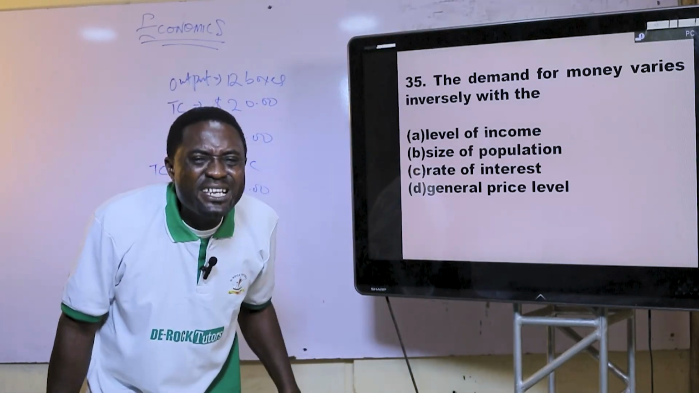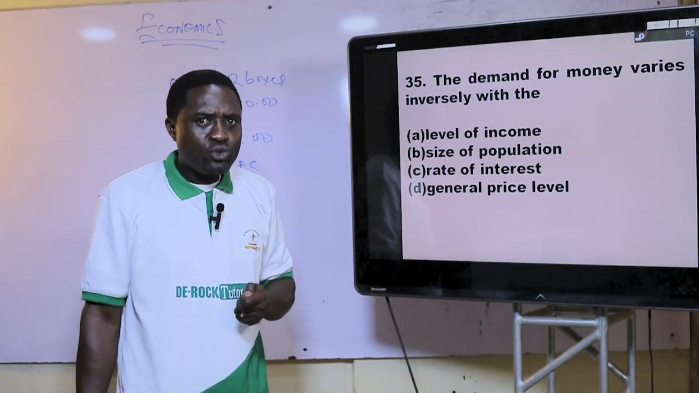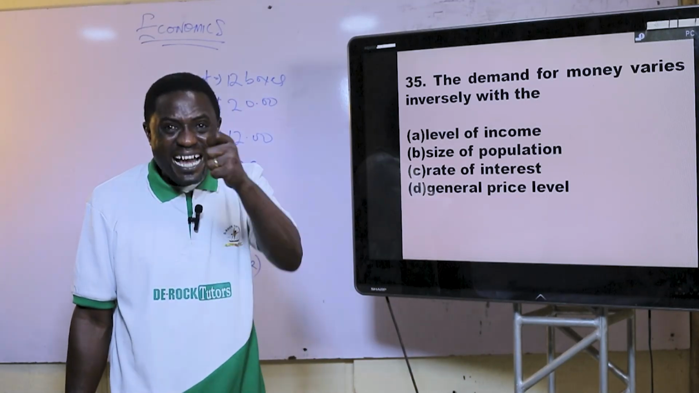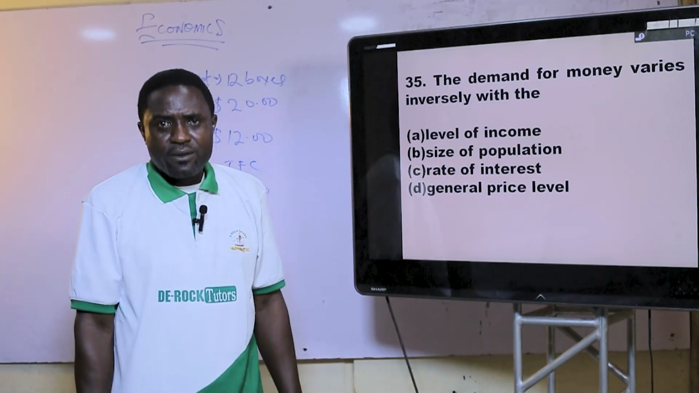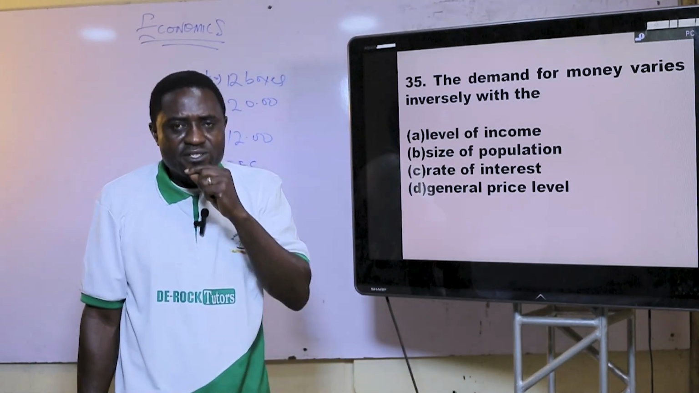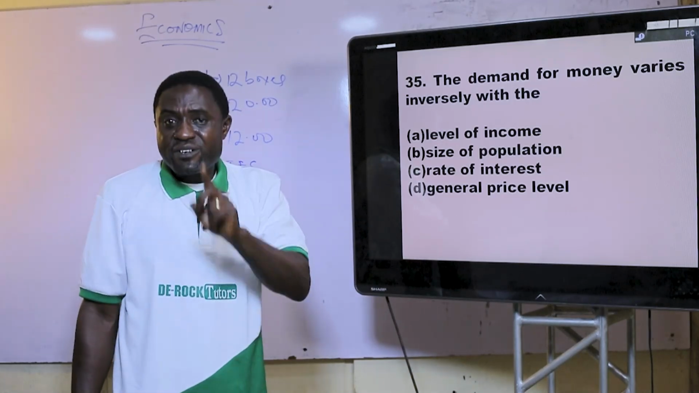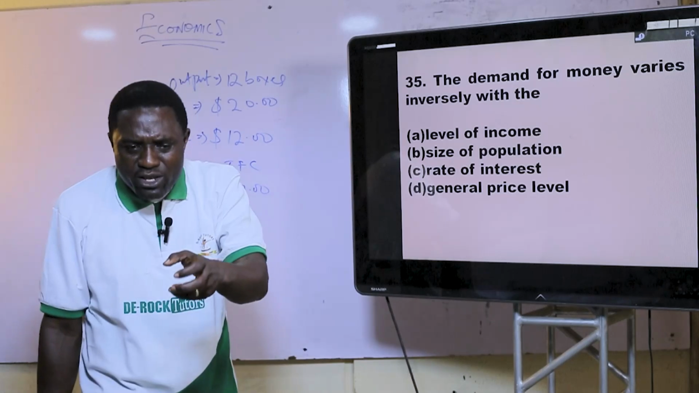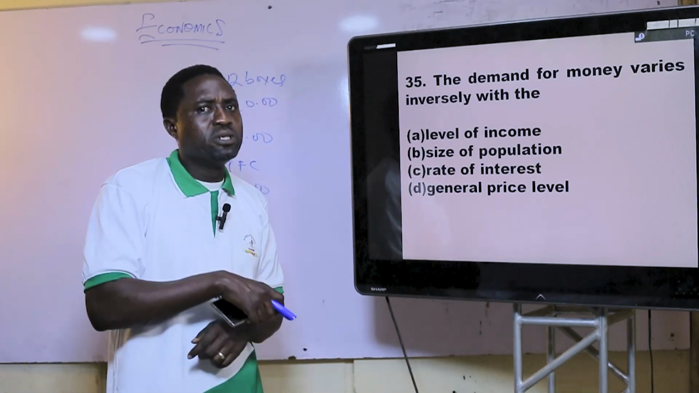It is with the rate of interest. Why do you hold money? You can decide if the rate of interest makes sense. If the rate of interest is high, you will not hold your money. You rather save more in the bank, because at the end of the month or at the end of the year, the interest on it would have increased. So the demand for money varies inversely with the rate of interest. If the rate of interest is high, then you will hold less money. But if the rate of interest does not make sense, you will hold more money.